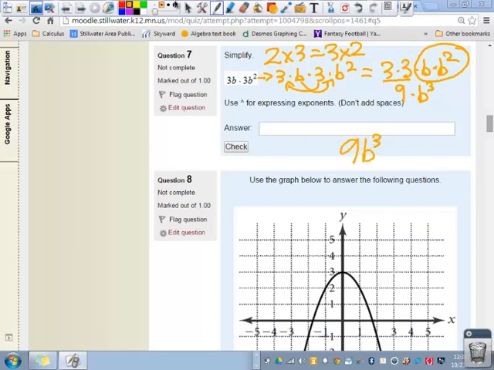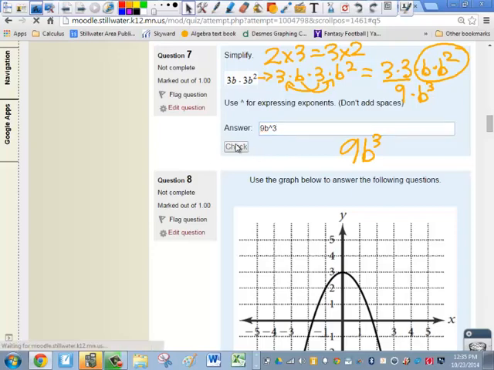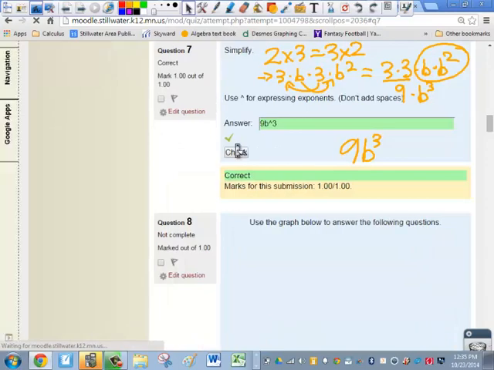Okay? I'm a little nervous though after that last mistake. 9b caret 3. That's how you put that in. There we go. Okay, back on a roll.